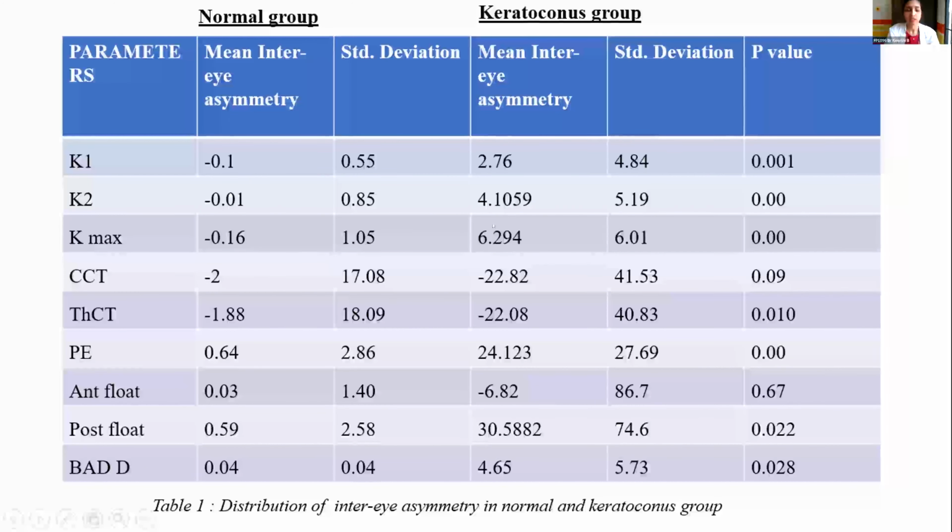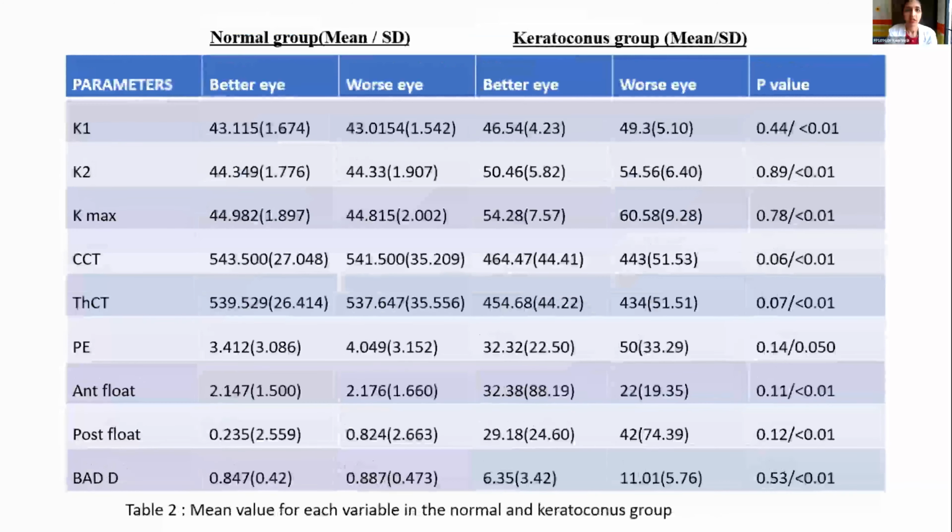This is a table demonstrating the mean inter-eye asymmetry along with standard deviation for the normal group and keratoconus group. The difference between inter-eye asymmetry was statistically significant. This is a table showing the better eye and worse eye, the mean of different parameters from the Pentacam. In this table, we can see that in normal patients, there is no statistical significance between the better eye and the worse eye, whereas in keratoconus, there is a significant difference.